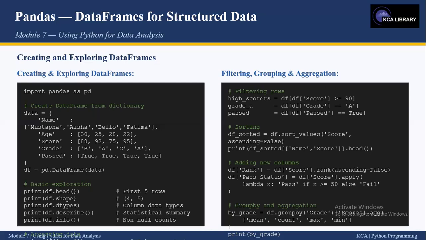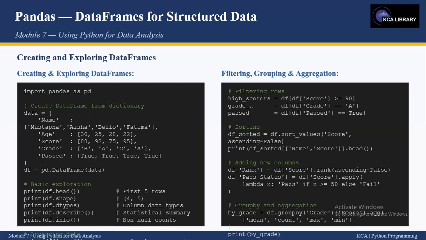In the first example, we create a data frame from a Python dictionary and use basic exploration methods: head to view the first rows, shape to check dimensions, dtypes to inspect column types, describe for statistical summaries, and info for non-null counts. We also demonstrate how to access individual columns, multiple columns, specific rows by position, and filter rows by condition. So these are the examples that demonstrate creating and exploring data frames.